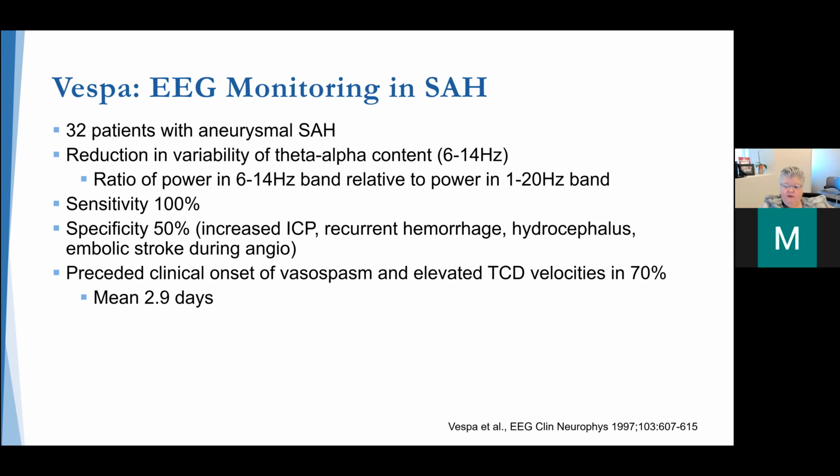One of the most important parts of this study was that they demonstrated that these changes in the alpha to total EEG ratio preceded the clinical symptoms by a mean of almost 3 days, and also preceded the elevated TCD velocities in many patients.